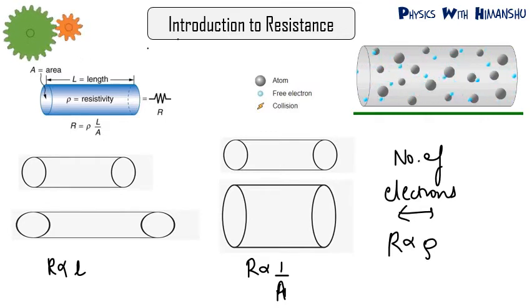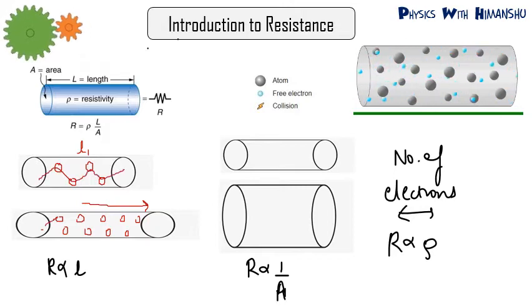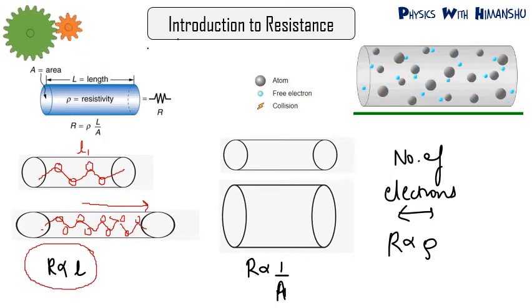Now, suppose the length of the wire is small. Suppose this is length L1. So an electron has to collide with, suppose, only 4 atoms, and suppose now I increase the length. Now the atoms in between will increase. So in the first case the electron has to collide with 4 atoms, in the second case it has to collide with more atoms. So resistance is directly proportional to length.